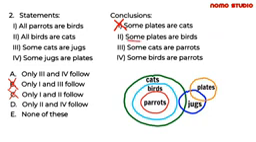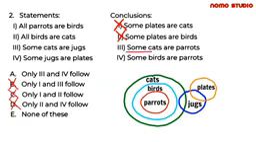Conclusion 2. Some plates are birds. Does plates and birds intersect? No, they don't. So mark X for conclusion 2. Therefore, letter D is eliminated. We are now left with choices A and E.